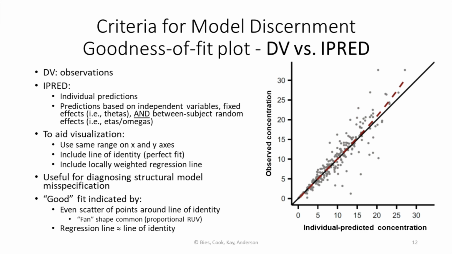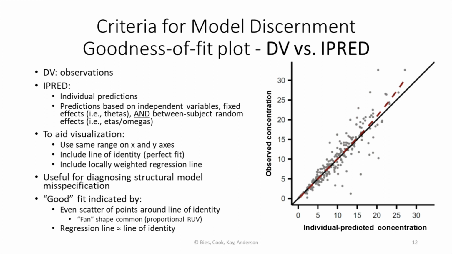Another basic goodness of fit plot is the dependent variable versus individual predicted plot. Again, the dependent variable are the observations. The IPRED are the individual predictions. So the predictions based on the independent variables, fixed effects, thetas, and the adjustment for the between subject random effects, i.e. etas and omegas. So conditional on a patient's data and the population model, the model can make an adjustment to try to predict these values more closely, and these points should be closer to the unity line as a result.